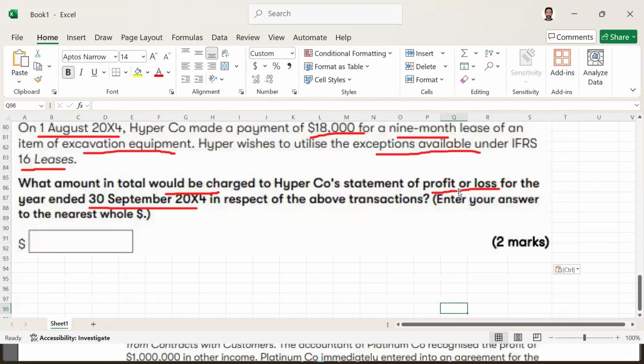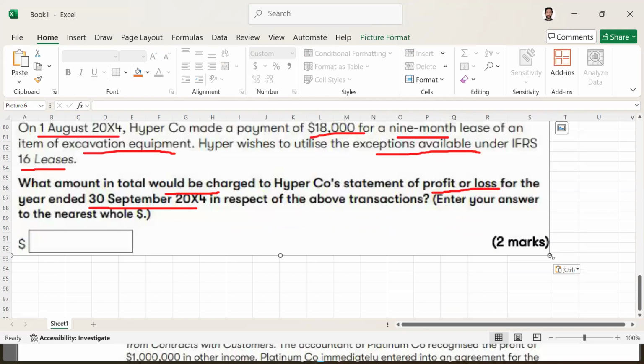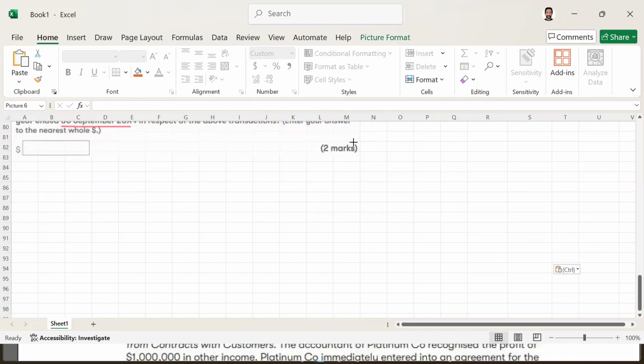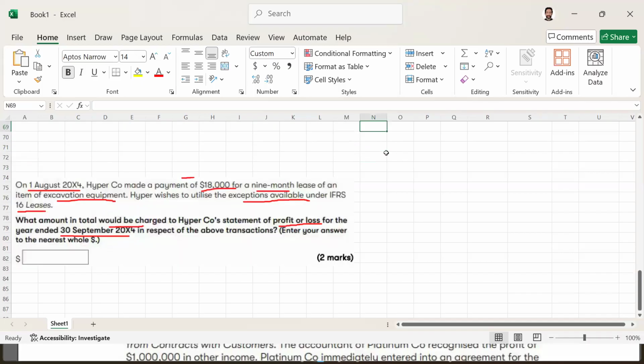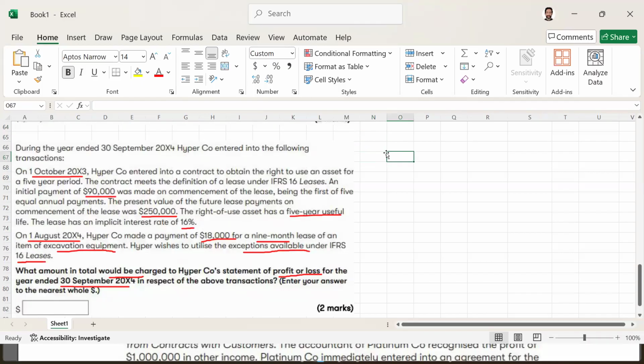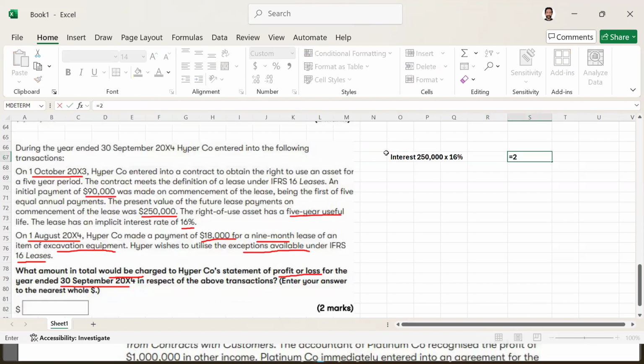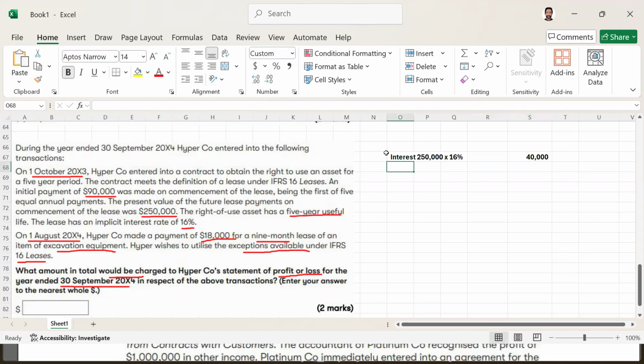So not a really difficult or challenging question. It's just that it has some more information which we have to deal with. So we look at, first of all, the interest. The interest is simply the present value of the future lease payments multiplied by the interest rate, which is 16%. So this part is easy, nothing special here. So we take the 250,000 multiplied by 16%. So that is 40,000.